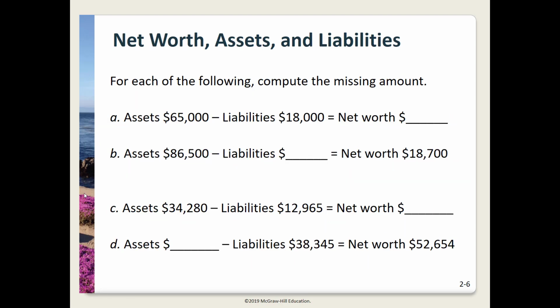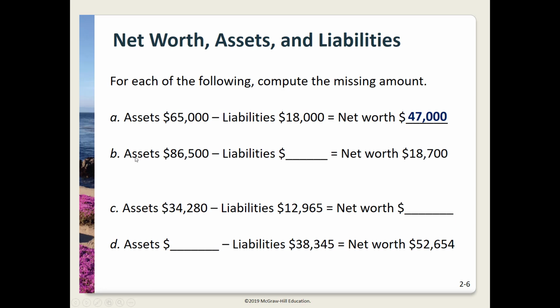Next, let's get some practice with net worth, assets, and liabilities. Again, the formula for this is our net worth equals our assets, what we own, minus our liabilities, which is what we owe to others. So for each of the following, we have to compute the missing amount based on our understanding of how net worth works. So in Part A, we have assets of $65,000 and liabilities of $18,000. So we'll simply subtract these two to get our net worth. In this case, it's $47,000.